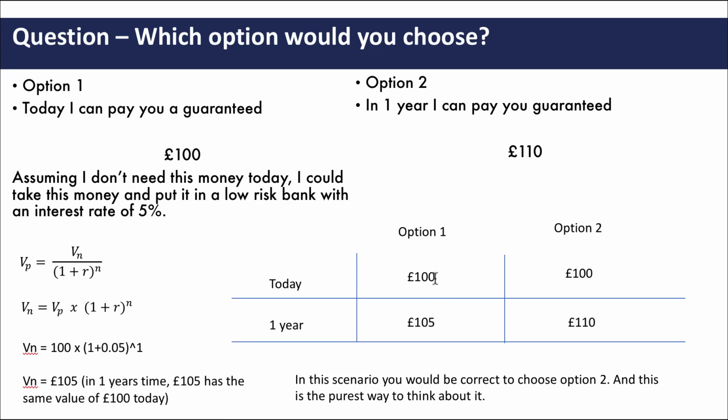So let's have a look at that then. If we took option 1, we put our money into a bank account at 5%, and in 1 year's time it will grow to £105. What about option 2? Well, option 2, they've said, I'll give you £110 in a year's time. So we started off with £100, and in 1 year's time, you're going to give me £110. So in this scenario, you would be correct to choose option 2.